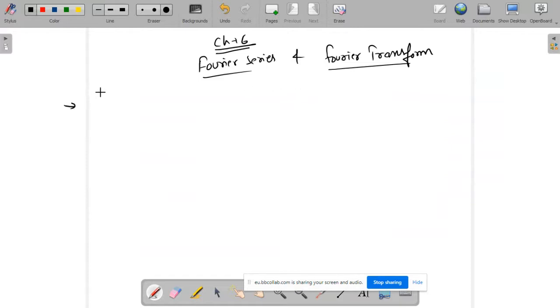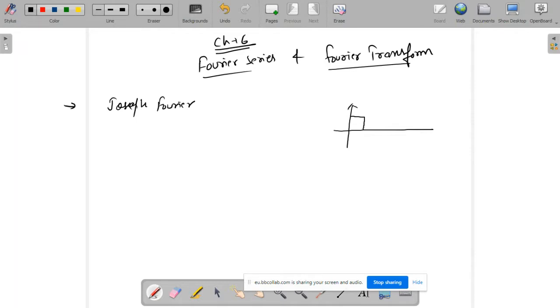First thing, this Fourier is the name of a person, complete name Joseph Fourier. And around 150 years back, he gave these formulas, these methods, you can say. What is this? Now listen very carefully.